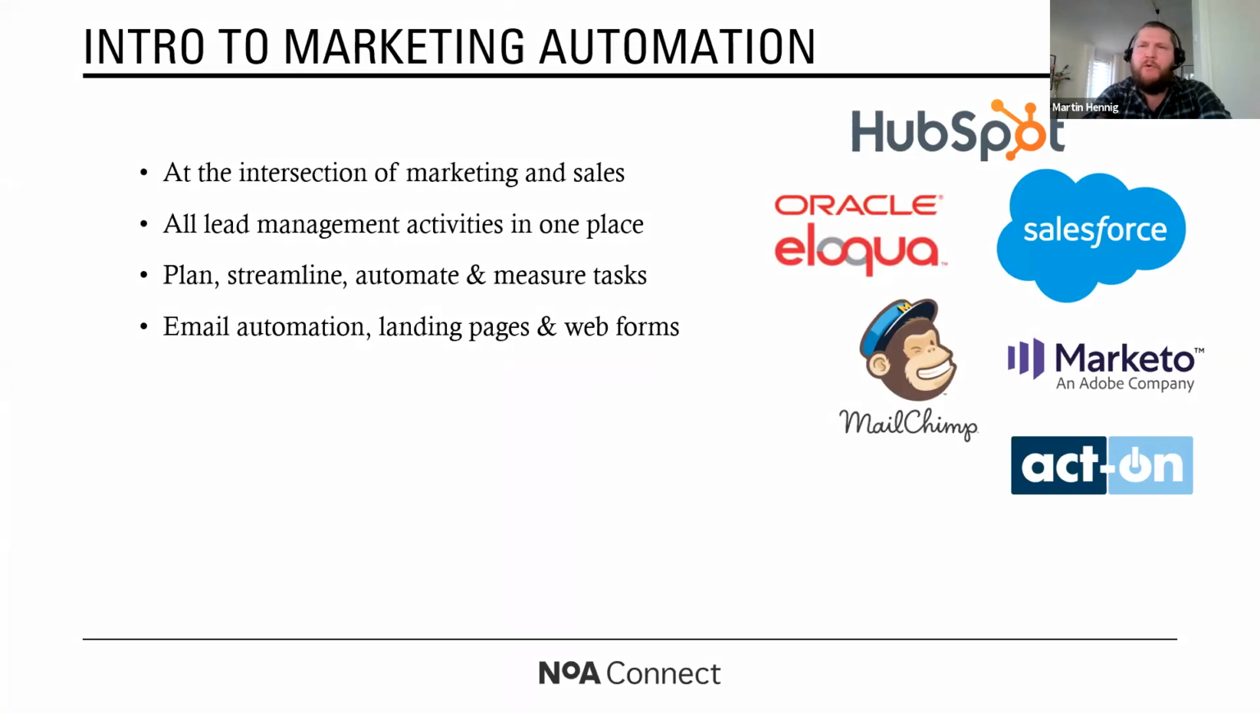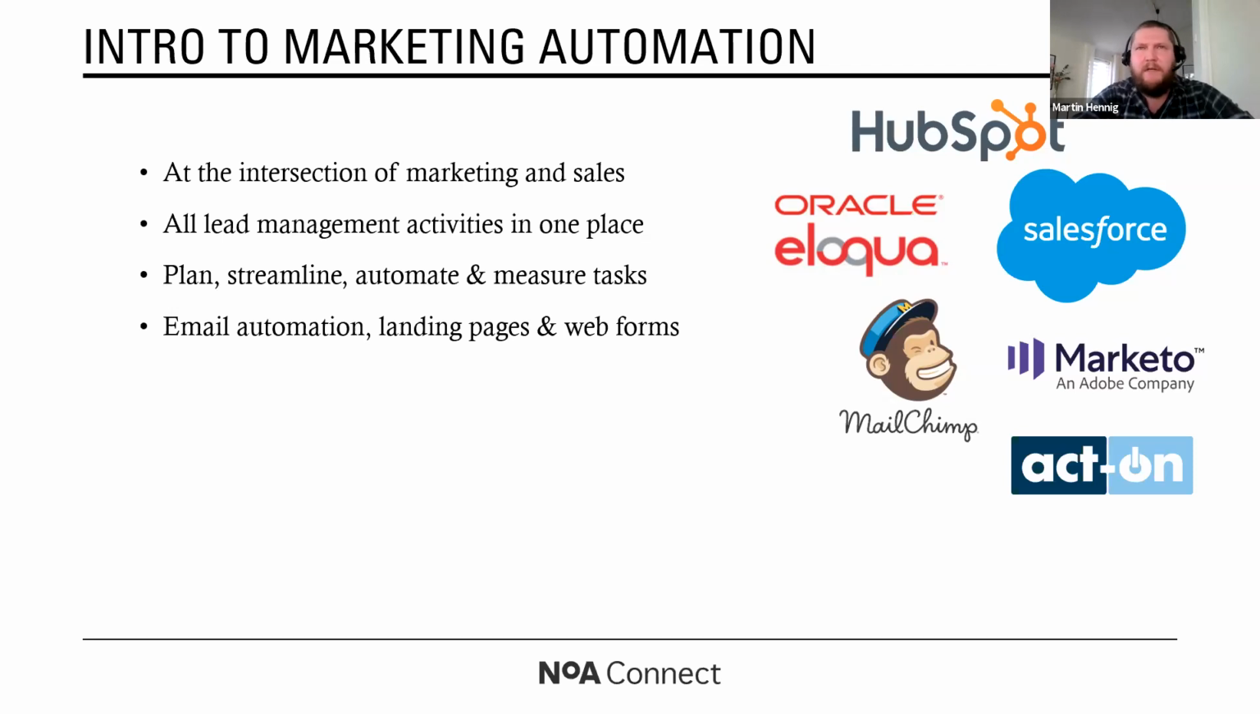Some of those logos might be familiar to some of you. Those are some of the more popular solutions that are out there. Marketing automation lives at the intersection of marketing and sales. That's where you manage all of your lead activities, from lead generation to lead capture to lead nurturing. To some degree, you're going to profile your leads, assign your leads, and hand them over to sales. This is what marketing automation is really good at. We also use it to plan, streamline, and automate our tasks and campaigns. And in an ideal setup, we can also easily measure the success of our activities within the platform.